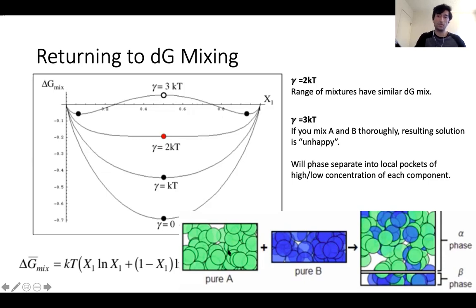If you had started off with a lot more B, then you'd see a lot more of the beta phase. But that's just how the phase separation works. Any questions so far?